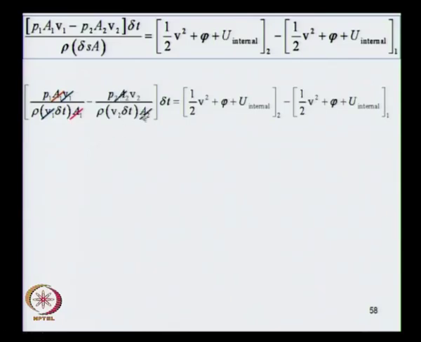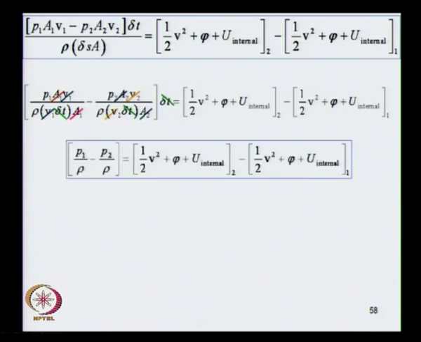Likewise, these two A2 elements cancel, the corresponding velocities cancel, and now this delta T cancels the delta t in the denominator over here, and there is a delta t in the denominator here as well. Okay. So, the delta t also cancels, and that simplifies the expression quite a bit. So, you have got P1 over rho minus P2 over rho equal to half V square plus phi plus U internal for the phase 2 minus half V square plus phi plus U internal for the phase 1. And what are these subscripts 1 and 2? They correspond to the two phases, the phase 1 and the phase 2, right.